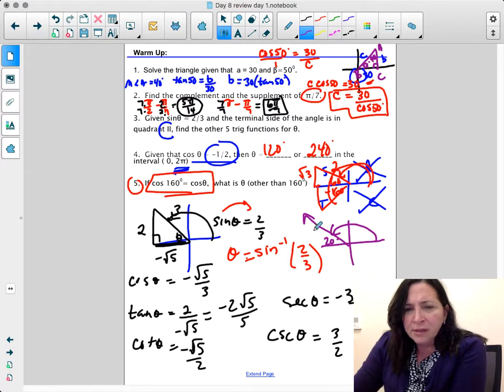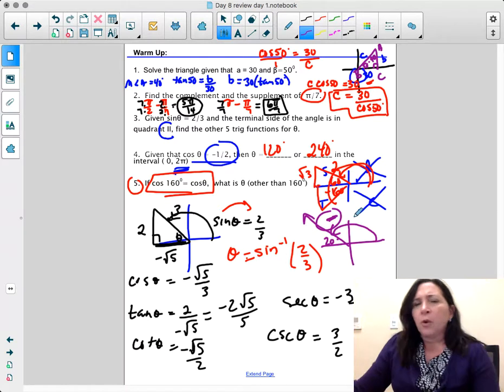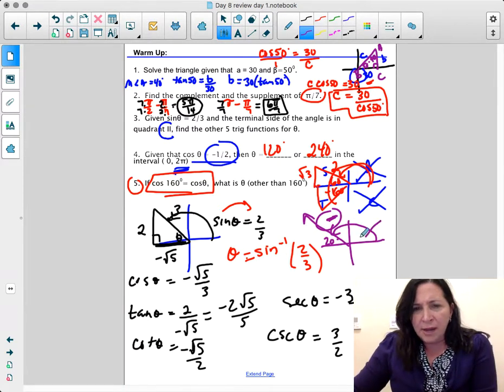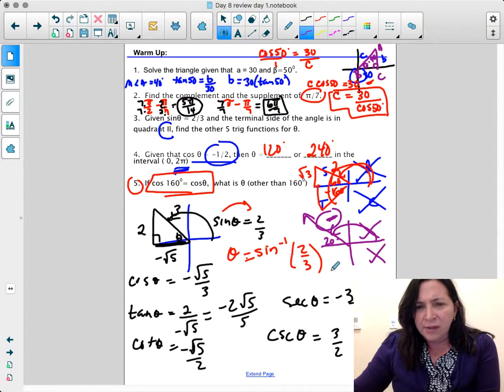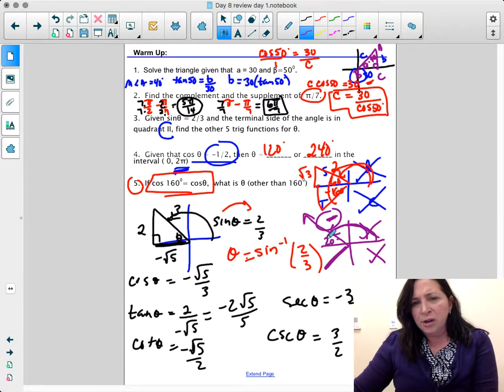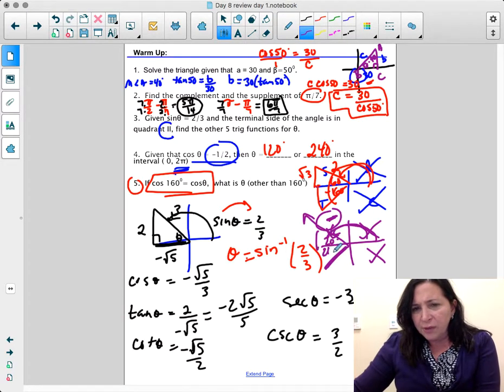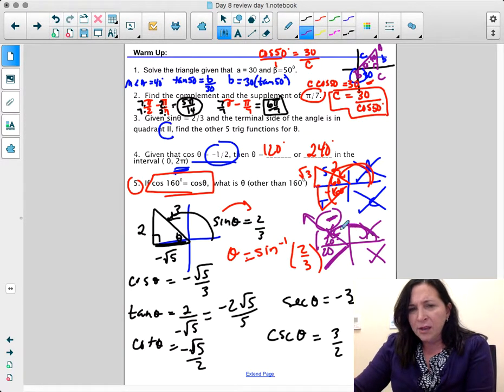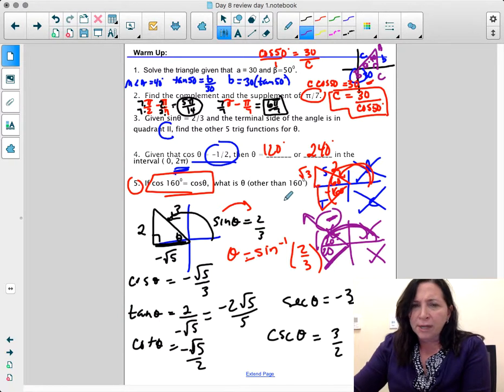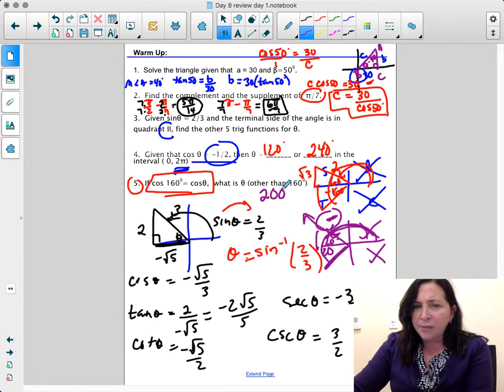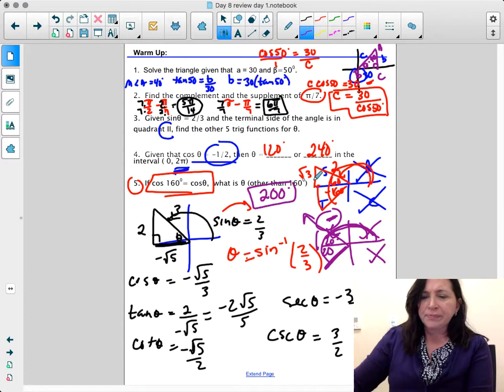Okay, so in this quadrant, cosine is negative, all right? Ask yourself, where else is cosine negative? Cosine is not negative here, and it's not negative here. So the only other place that cosine is negative is in this quadrant down here. So if this here is 160 degrees, there's your 20. This also has to have a reference of 20. So this will be 180 plus 20. So the other angle has to be 200 degrees.